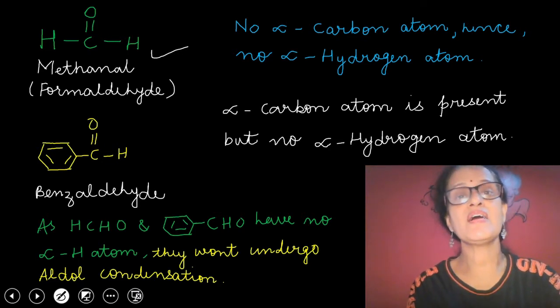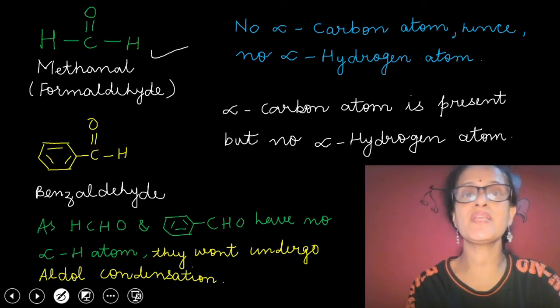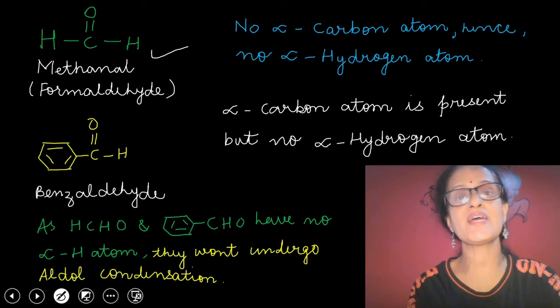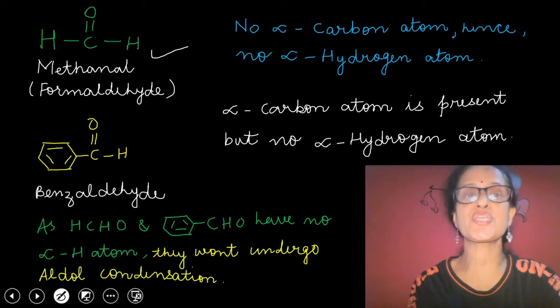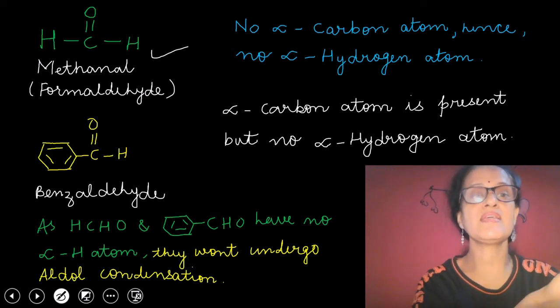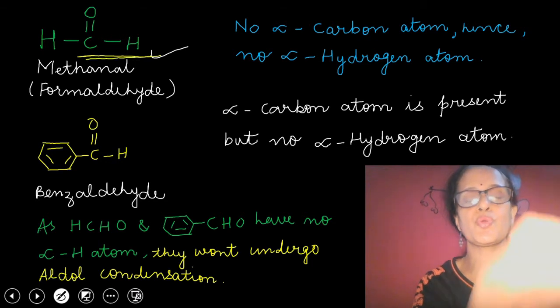So what is an alpha hydrogen atom? I told you in the beginning, an alpha hydrogen atom is that hydrogen atom which is attached to an alpha carbon atom. So what is an alpha carbon atom? Alpha carbon atom is that carbon atom which is attached next to the functional group. So you can see here in the case of methanal, the functional group is the CHO group.